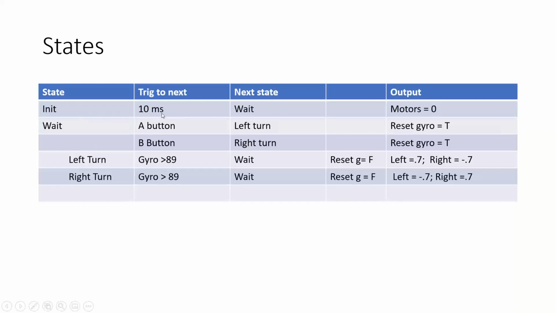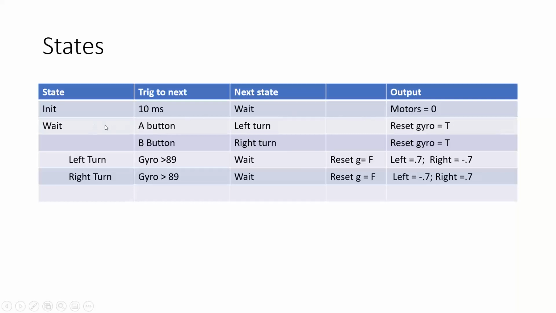First is going to be initialize and the trigger. Each of these columns is important as the way I define my state machines: the state name, the trigger that's going to take me to the next state, what that next state will be, and then what the outputs are while we're in this state. So initialize, we're going to be there for 10 milliseconds, and then we'll advance to the wait state, and while we're in the initiate state, we're going to have the motor at 0, and we're going to set the gyro reset to false, so nothing else is going on.